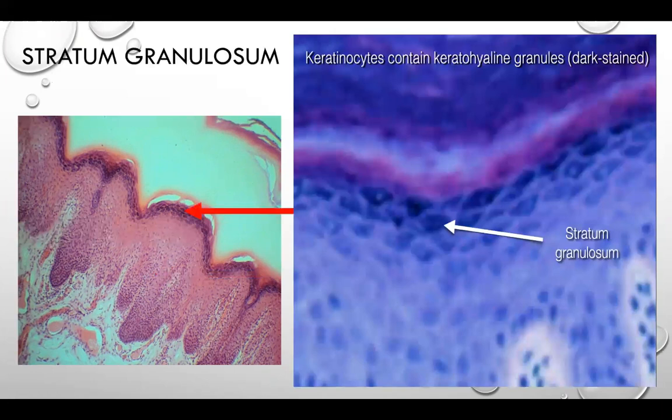Next is the stratum granulosum. This has 3 to 5 layers of cells. The keratinocytes found here contain keratohyalin granules. These are the dark stained granules specifically found in the stratum granulosum.